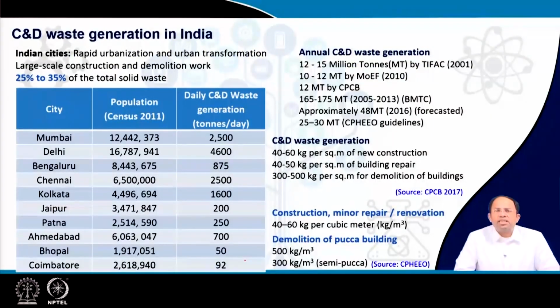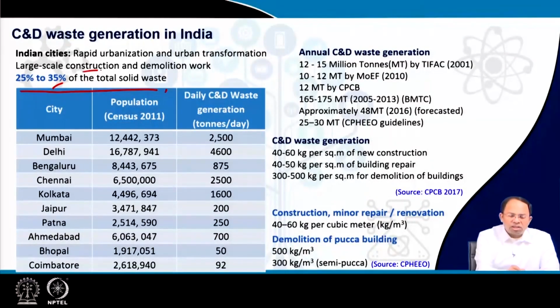Now, looking into waste generation in India, around 25 to 35% of the total solid waste generated in India is C&D waste. Sometimes it's even more, particularly in cities which are growing very fast. A lot of construction and demolition work is happening. So in those cities, even this value is a tad higher than what we are showing over here. So this gives a rough estimate.